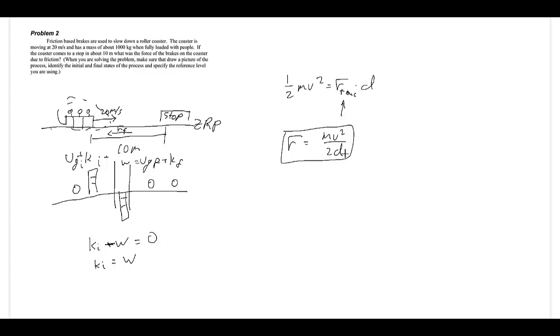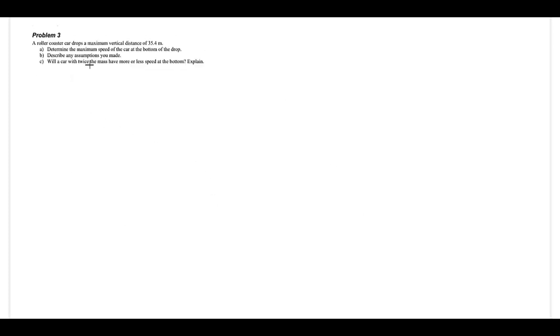All right, and you can plug in those numbers and do that yourself. Next up. A roller coaster car drops a maximum vertical distance of 35.4 meters. Determine the maximum speed of the car at the bottom of the drop. Describe any assumptions. And will a car twice the mass have more or less speed at the bottom? Explain.